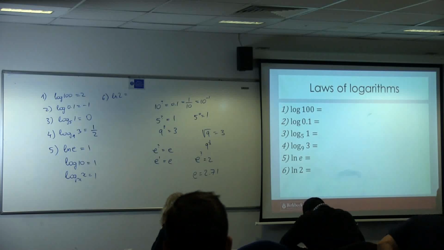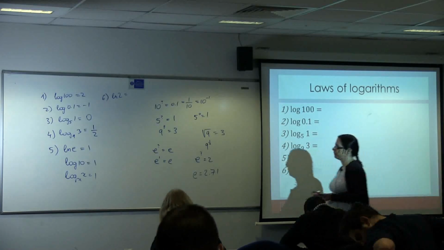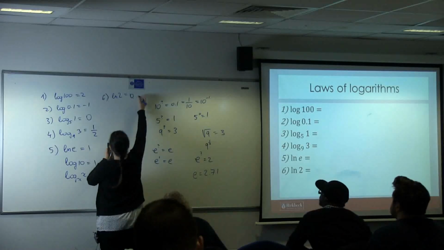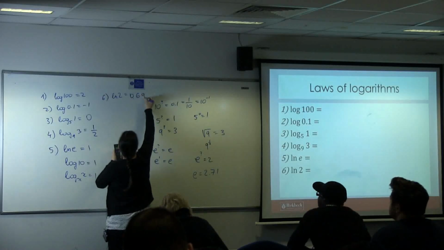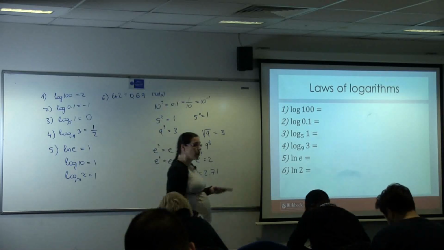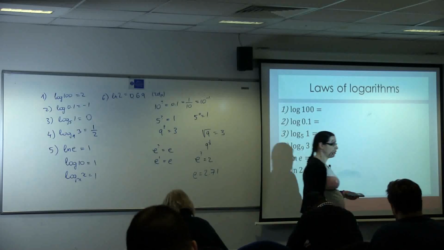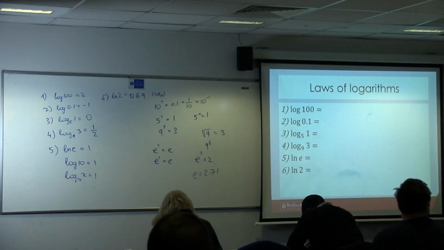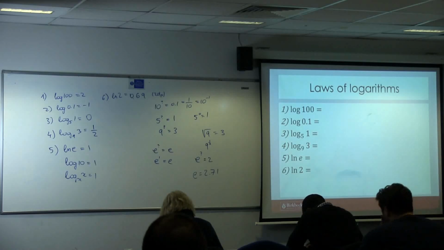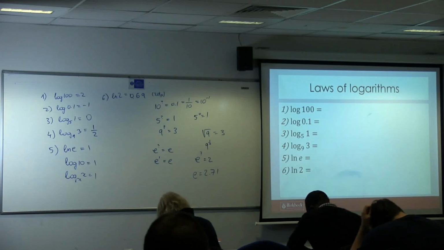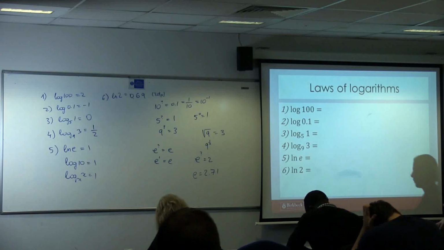So ln 2 gives you... Exactly, 0.69 to 2 decimal places. I rounded it because it's, again, an infinitely long decimal number. So start practicing your calculator use, because it will make the difference. Okay, so that was the first part on the logs.